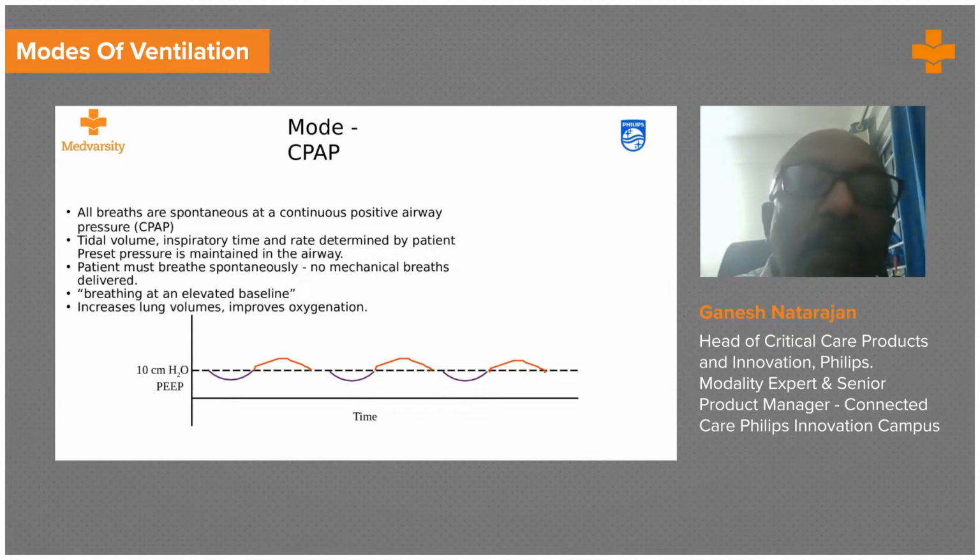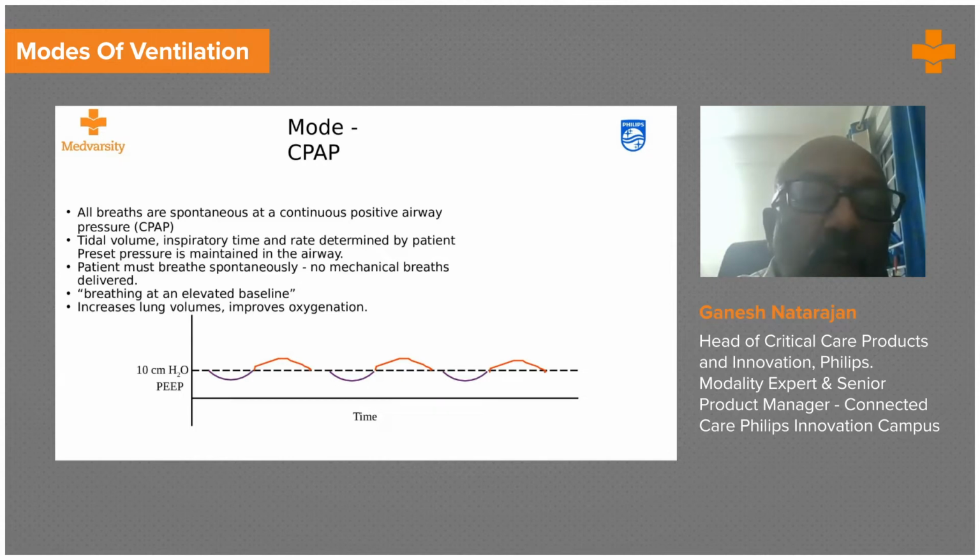The breath could either be completely spontaneous, meaning that as much as the patient is able to draw, the patient gets against the flow, against the constant pressure. But if you set a pressure support, then once the patient triggers it, he gets a pressure supported breath. So here it's a completely spontaneous breath. There are no mechanical breaths, and the breathing is at an elevated baseline.